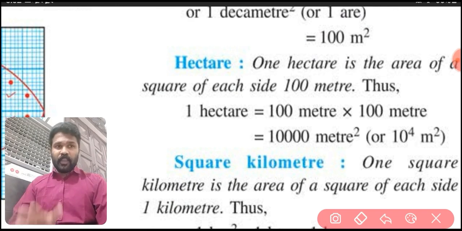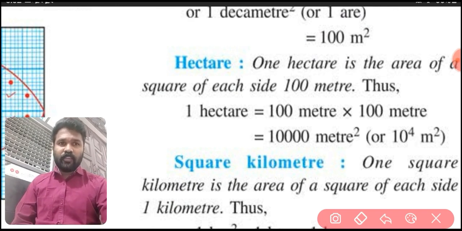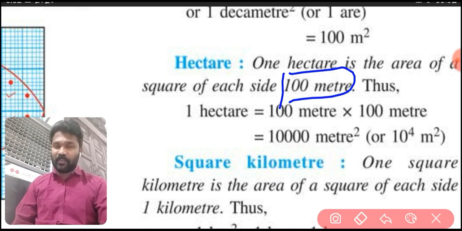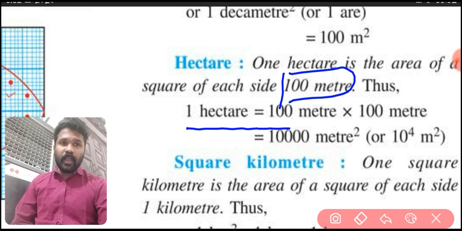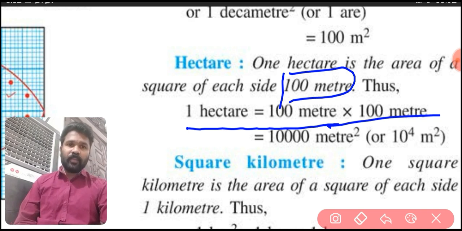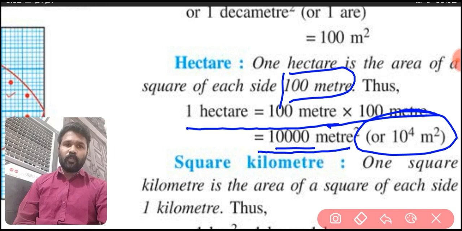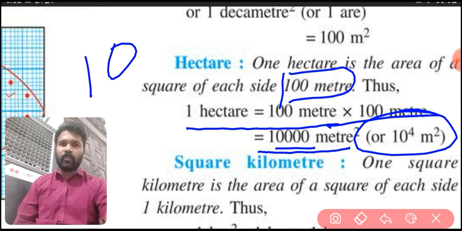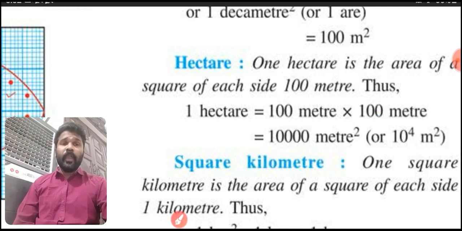1 hectare is the area of a square of each side 100 meter. So as we have discussed above, 1 hectare is equal to 100 meter into 100 meter, that is equal to 10,000 meter square. That is equal to 10 to the power of 4, meaning 4 zeros, that we can write as 10 to the power of 4. Okay, 4 multiples. Clear?